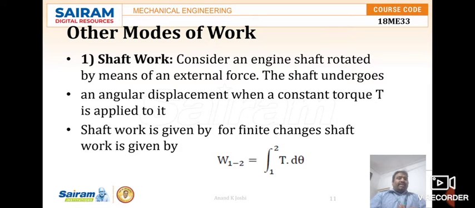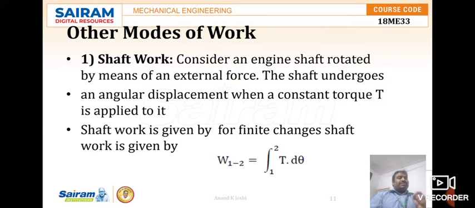Shaft work means, if you take an engine, the engine is connected with a shaft rotated by means of external force. That force is called torque. The shaft undergoes angular displacement when a constant torque is applied to it. The only variable is the angular displacement, that is theta.